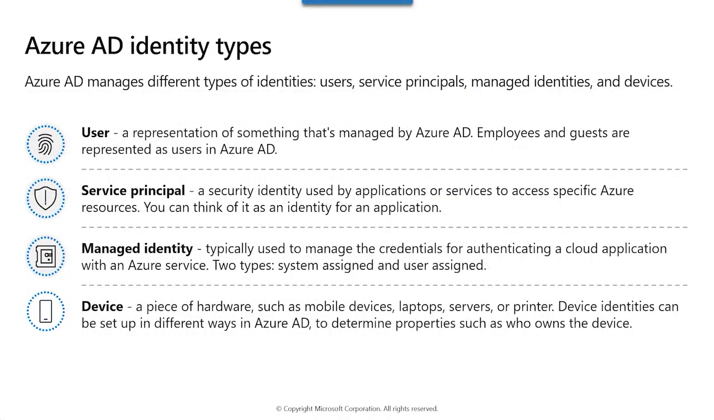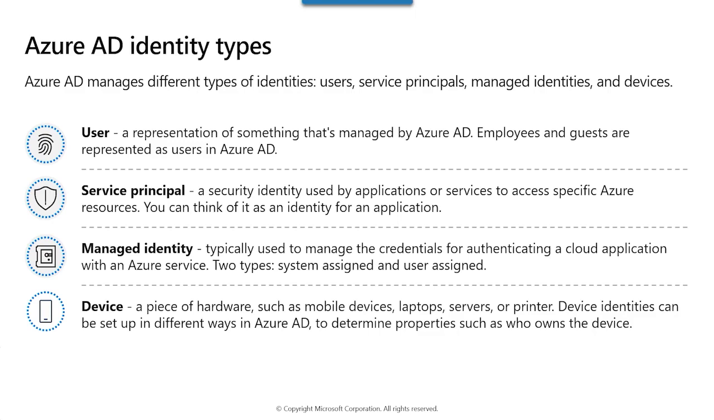Now, Azure Active Directory has 4 different types of identities. You have your users, your service principals, your managed identities, and your devices. So let's start with your users, because I think that's what most of you are going to first think when you think of Azure Active Directory.